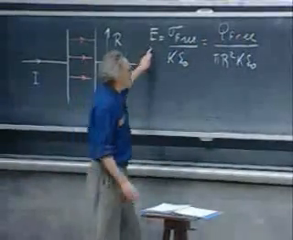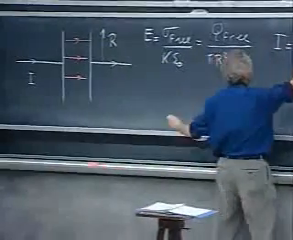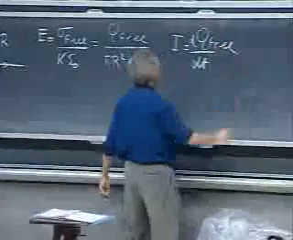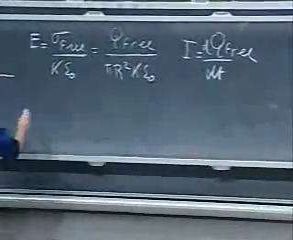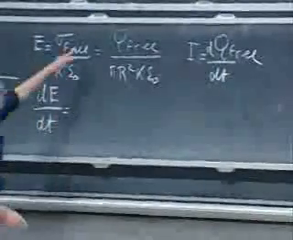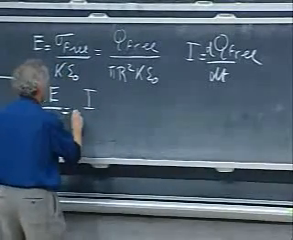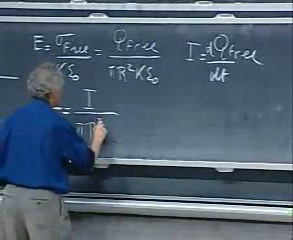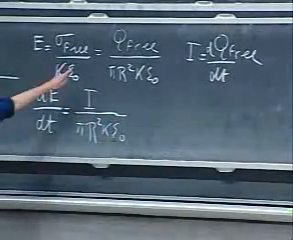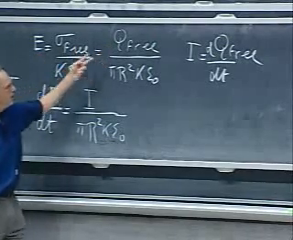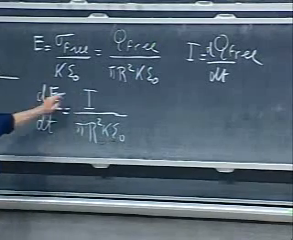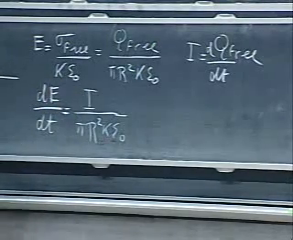And so the current, per definition, is dQ/dt. And so I now have a changing electric field inside, dE/dt, which is the current I divided by pi r squared kappa epsilon 0. Because I simply take the derivative of this equation, I get dQ/dt, and dQ/dt is I. And only if the current is 0 is there no changing electric field inside.